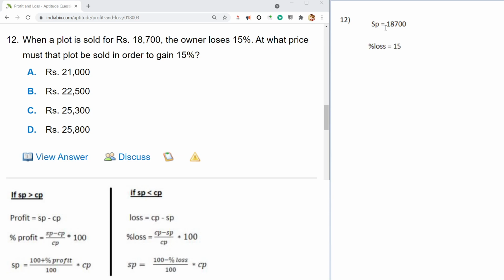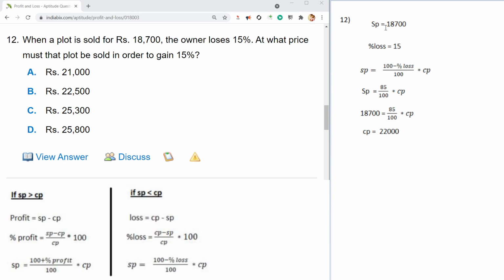Percentage loss is 15%. We know the formula for selling price when percentage loss is there. That is SP equals (100 minus percentage loss) by 100 into CP. If you substitute SP and percentage loss, we get CP value as 22,000.